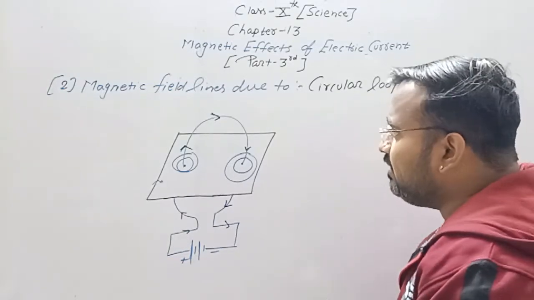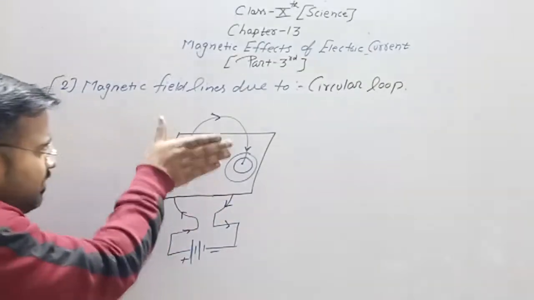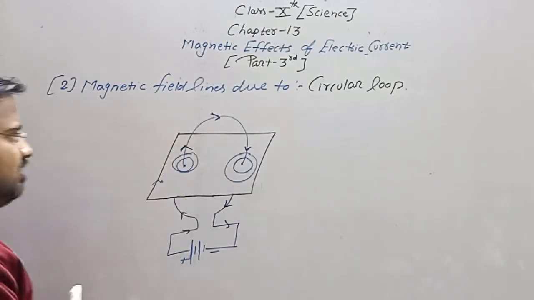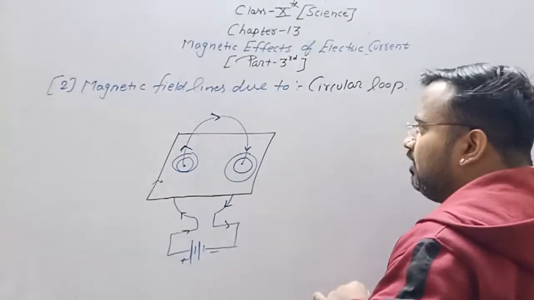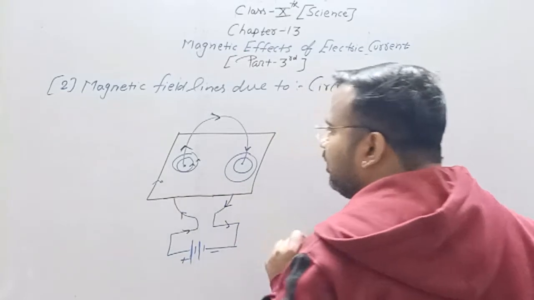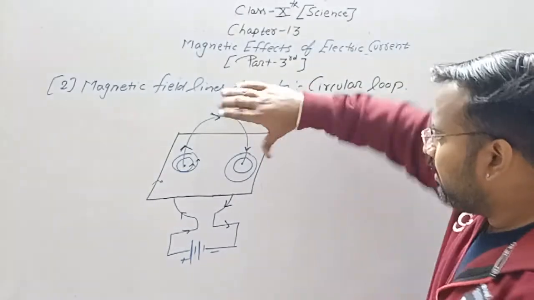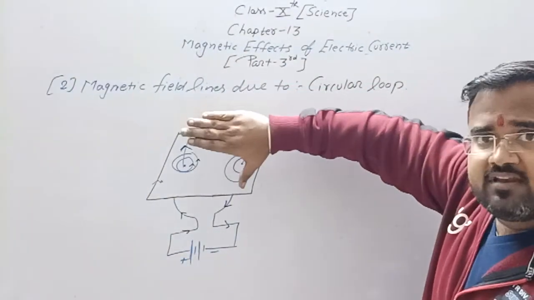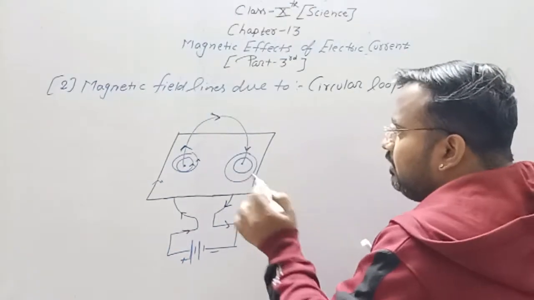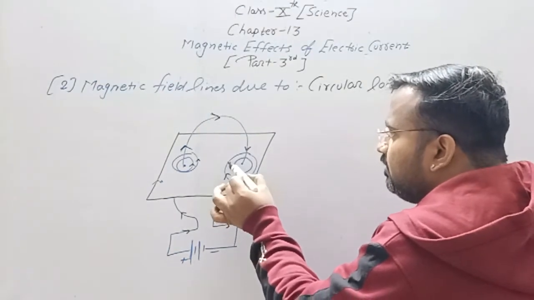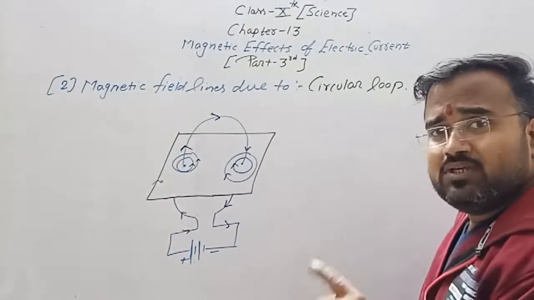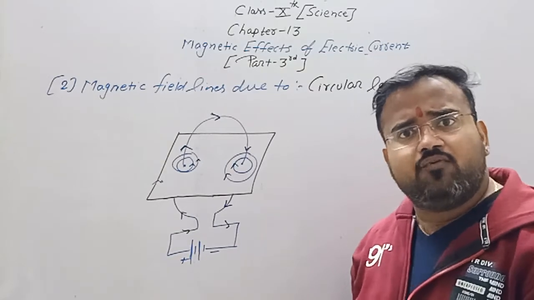And what is the direction? From here, see, the thumb is upward, so the direction would be inside the board or inside the plane. So the magnetic field line directions are like this. Clear? And here, since the thumb is in downward direction, so magnetic field lines would be like this, inside the plane. The question is, only two concentric circles will form?